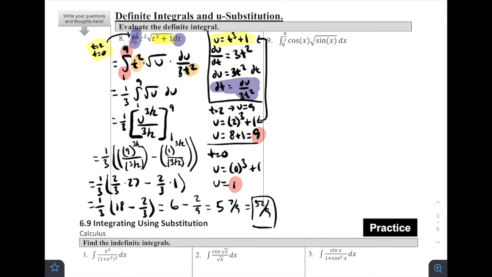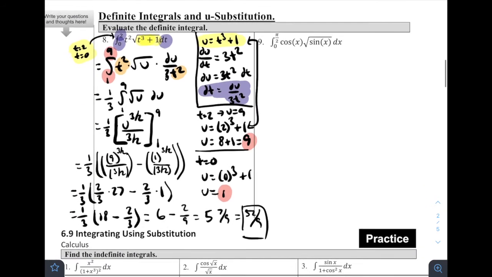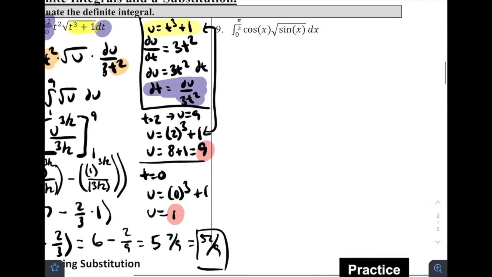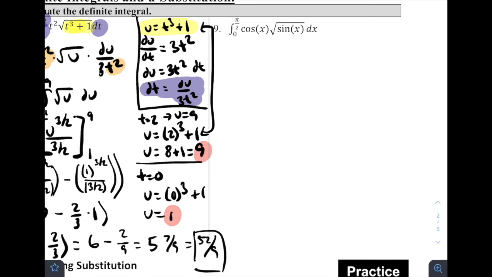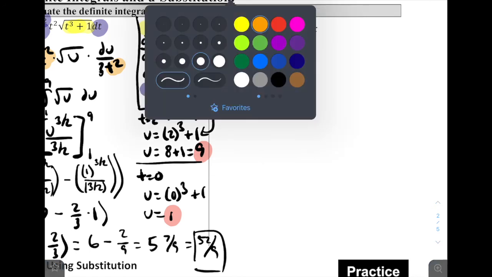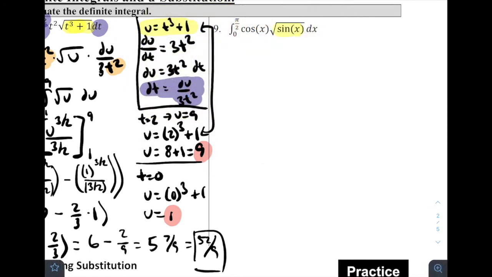Nice. All right, we're on to the last one, number 9. Let's check this problem out. For number 9, we've got the integral from 0 to pi over 2 of cosine of x times the square root of sine of x. Here, what am I seeing? I'm seeing the inside of this square root is sine of x. So let's call that u. So u is equal to sine of x.